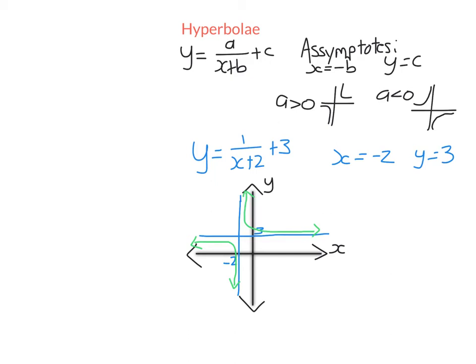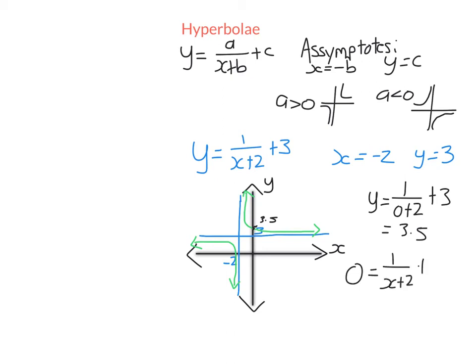If I wanted to find intercepts, as you're asked to do, we just follow the rules that we have for other graphs. If I want to find the y-intercept of this hyperbola, I just let x equal 0. Then the y-intercept would be 1 over 0 plus 2, plus 3. That just gives you 3.5. So this intercept here would be at 3.5. That's the y-intercept.